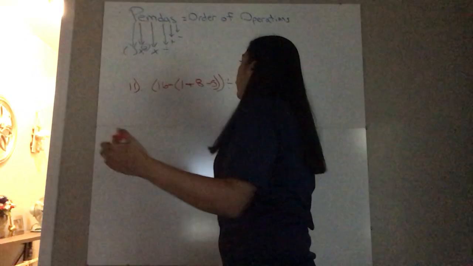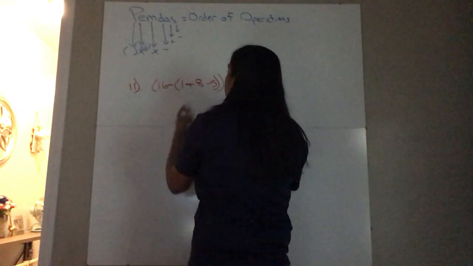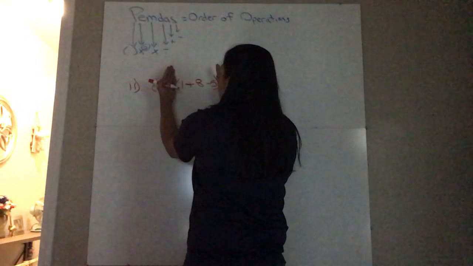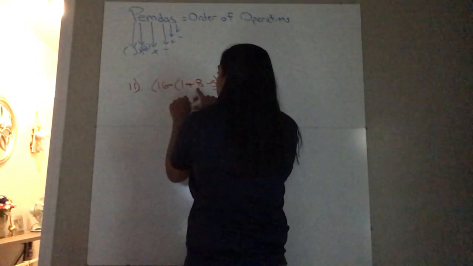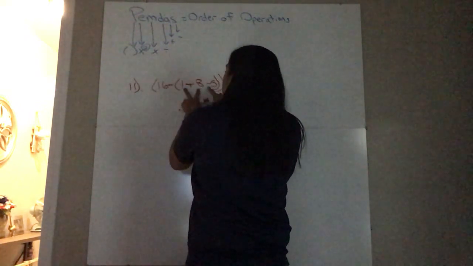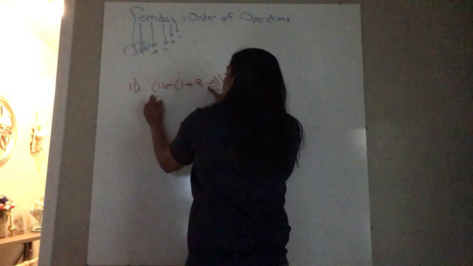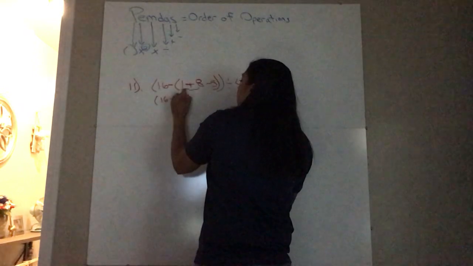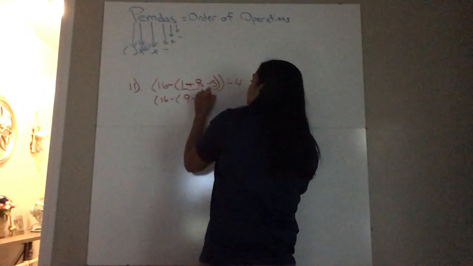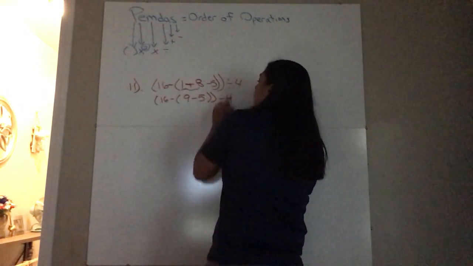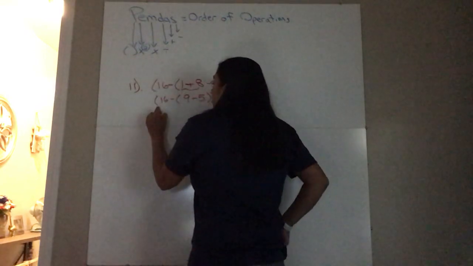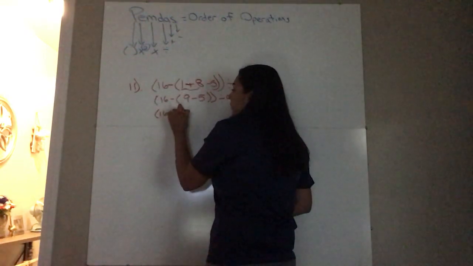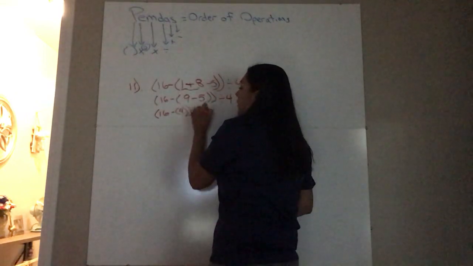So we know we have parentheses. It's a matter of which ones to do first. Well, these are on the inside, so you do these first. 1 plus 8 is going to give you 9, minus 5. I don't want to skip steps. So this part gave me 9 minus 5, close, divided by 4. So we got 16 minus 4, divided by 4.